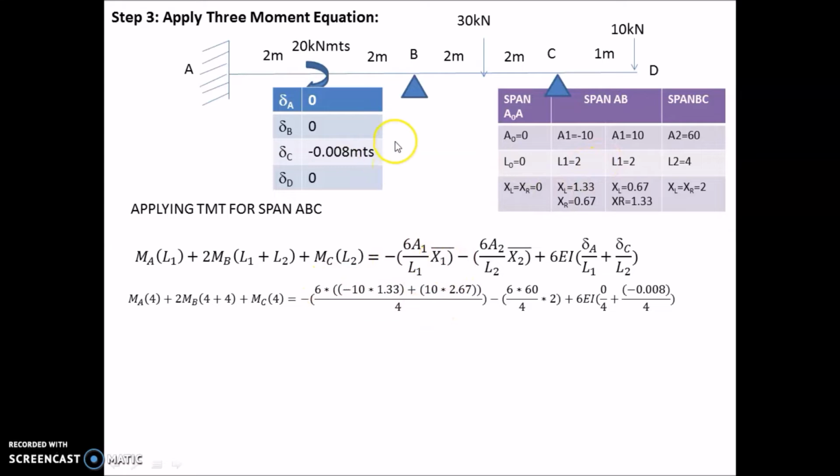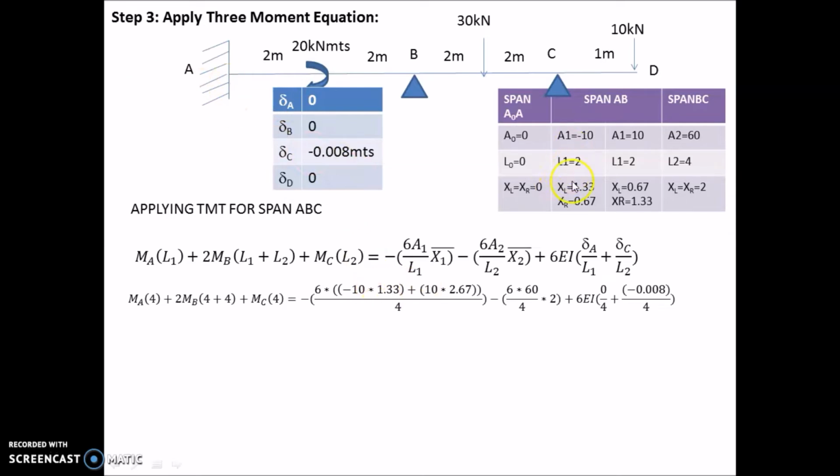Now A1 x1 bar here will be XL, that is minus 10 into 1.33 for this span from A to here, and from here to here it is 0.67, but we have to take it from here. So 2 plus 0.67, 2.67, into the area for this span, which is 10. So 10 into 2.67. This is how we have to calculate this. Again I am repeating this value: minus 6 into L1, which is 4 here, so minus 6 divided by 4, and this A1 x1 bar we have to consider from the left span.